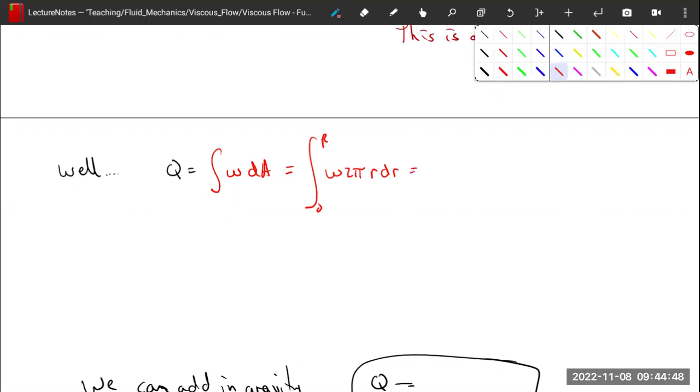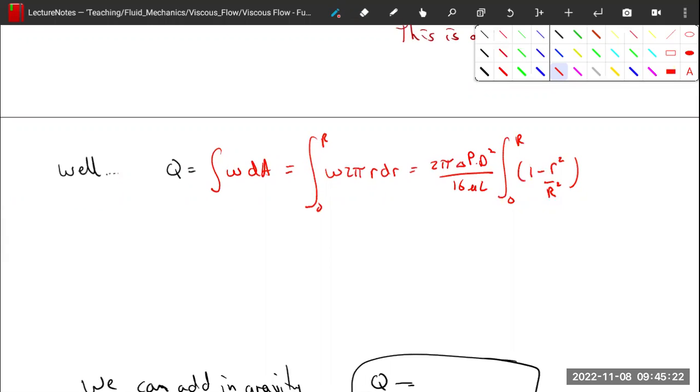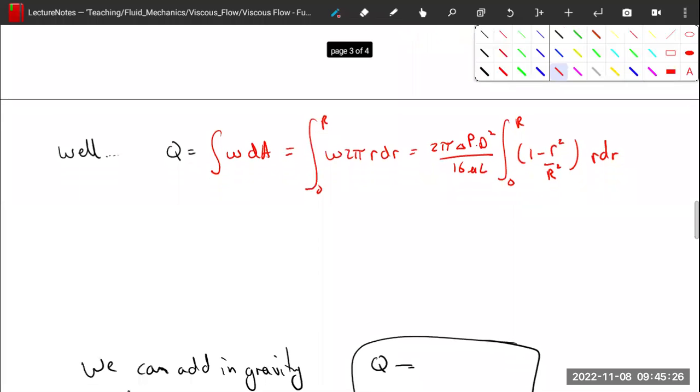Pulling all our constants out right off the bat, we get 2 pi delta P times D squared over 16 mu L times the integral from 0 to R of 1 minus r squared over D squared. Well, let's take that D and make it a capital R, just because things will cancel out nicely if we do that. Capital R squared r dr, which if we integrate, and cancel these out, it becomes 8. We have pi over 8 delta P D squared over mu L times R squared over 2 minus R to the 4th over 4 capital R squared, evaluated from capital R to 0.